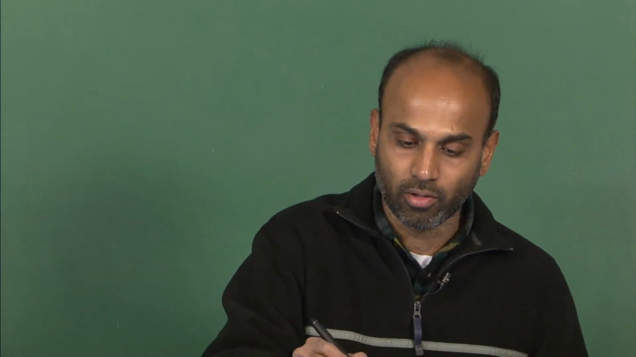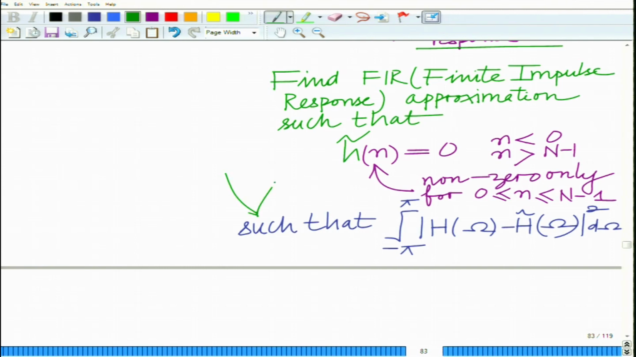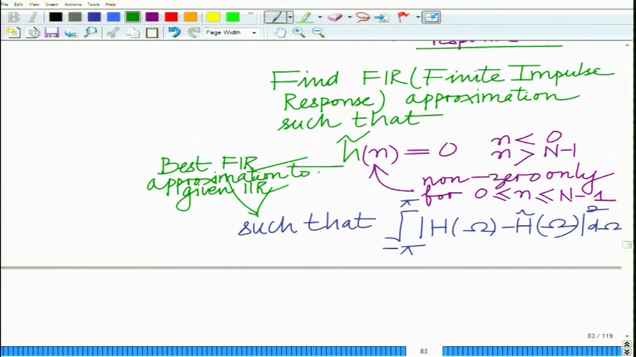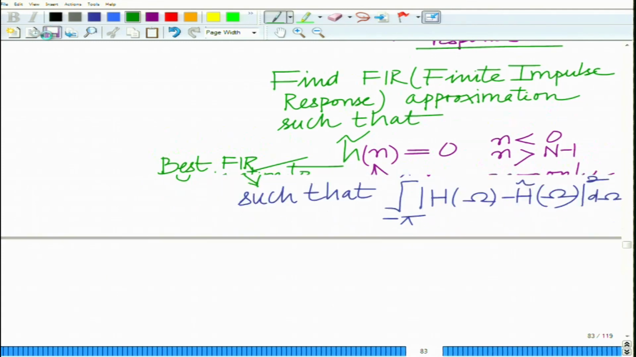Okay, so we want to find the best FIR approximation. What this gives us is the best FIR approximation to the given IIR filter. That is the idea of this problem. This is the best FIR approximation to the given IIR filter.